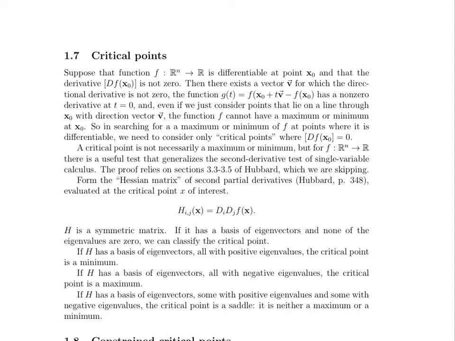So suppose we have a function that maps from Rn to R and it's differentiable at a point x0, and that the derivative of the function at x0 is not 0. Then that means there exists a vector v for which the directional derivative is not 0 at that point, and the function g of t equals, this is a little confusing, it should be written like this instead of how it is written, so g of t is equal to f of x0 plus tv, and that has a non-zero derivative at t equals 0.